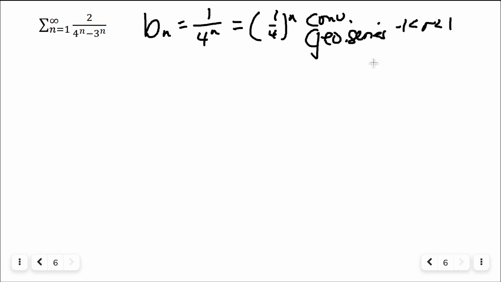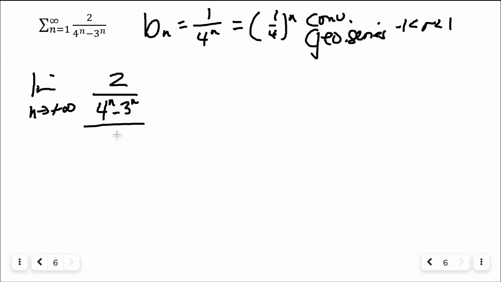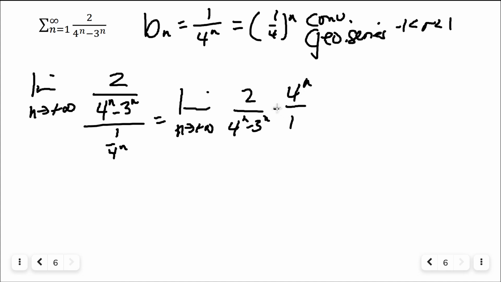And again, hopefully you're getting the idea now and starting to understand that all these other series tests keep popping up within these other tests. Yes, you have to know all the tests to make this whole chapter work. Okay? All right, so now I'm going to take the limit as n goes to infinity of 2 over 4 to the n minus 3 to the n over 1 over 4 to the n, which is really the limit as n goes to infinity of 2 over 4 to the n minus 3 to the n times 4 to the n over 1.